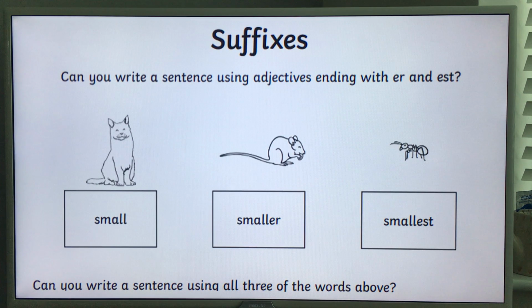You can print them out if you want to, or you can just look at them on the screen and say what you think. So for this first sheet, can you write a sentence using adjectives with er and est? So for an example, small, smaller, smallest. Can you write some sentences?